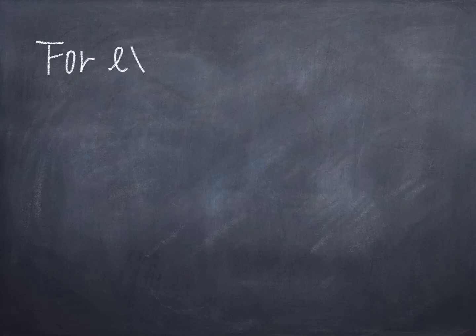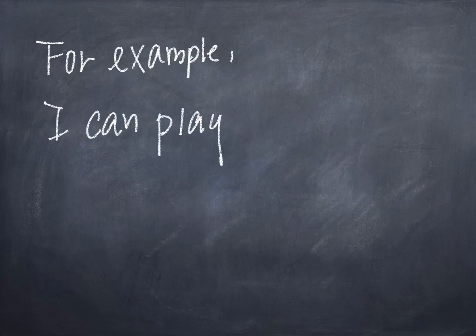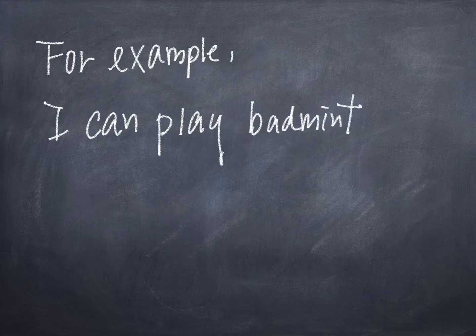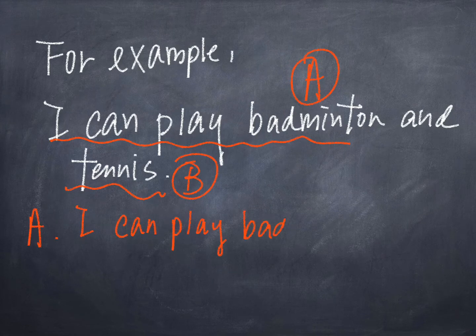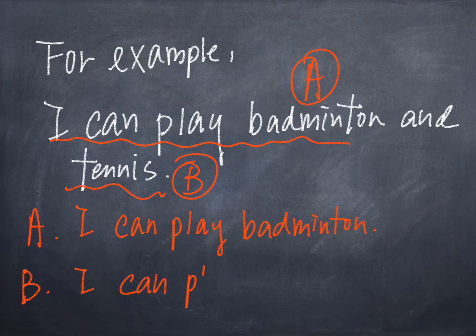So I'll give you an example using and. Look at the sentence, I can play badminton and tennis. This sentence can actually break into two parts. They are together because of the word and. So part A should be I can play badminton. Part B should be I can play tennis.